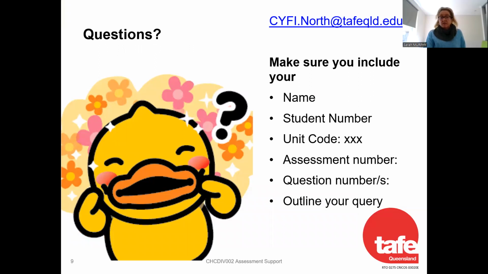All right, so as I said, to contact us, sci-fi.north@queensland.edu.au. Make sure when you're emailing us that you include your name, your student number, the unit code that your query is about, assessment number, question number or numbers, and then just outline your query. Okay, ensure that the subject line of the email reflects the content of the email so that we can read the subject line and go, okay, we know that it's that, rather than 'attention to' or something like that. So be specific and be clear.